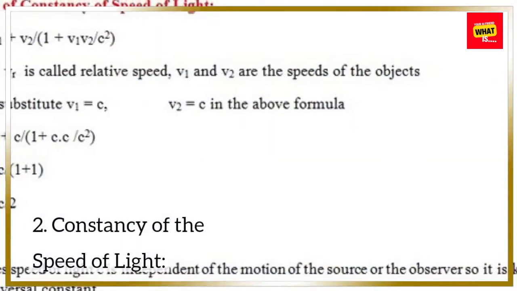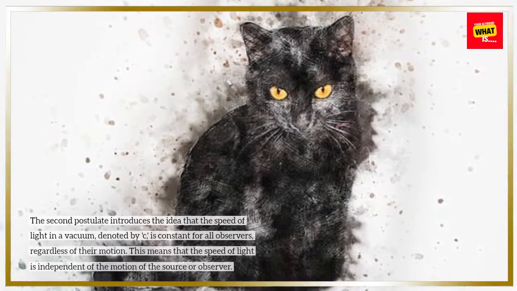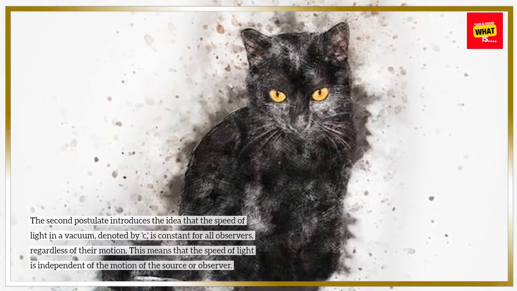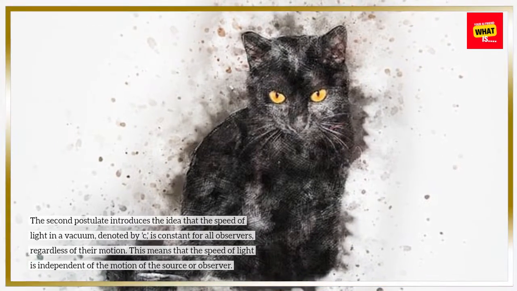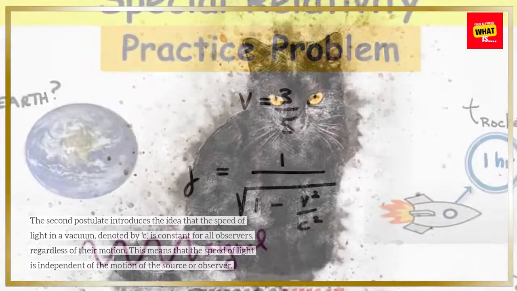2. Constancy of the speed of light. The second postulate introduces the idea that the speed of light in a vacuum, denoted by c, is constant for all observers, regardless of their motion. This means that the speed of light is independent of the motion of the source or observer.